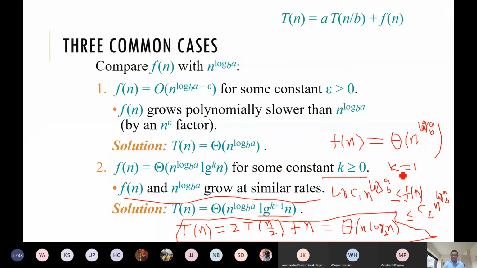So when k is 1, fn and n to the power log a base b have similar growth with a log factor. That is the idea. And in that case, the solution will have log to the power k plus 1. Why this log term is coming, we'll see when we talk about the rough idea of the proof. Now, what is your question? You got the answer?